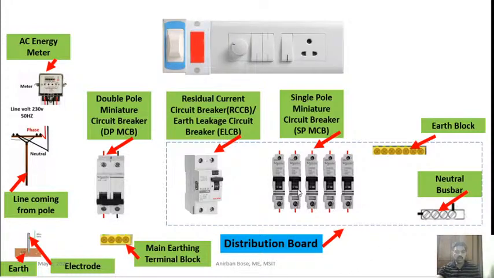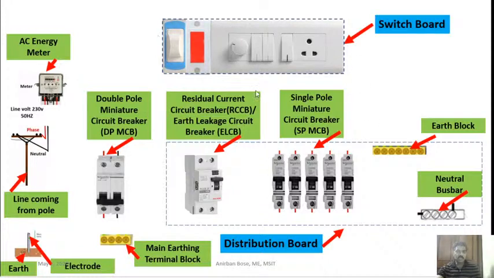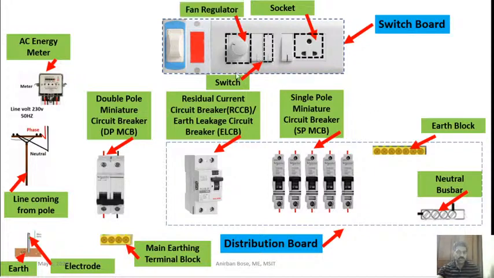Now coming to, suppose the current is to be distributed to a particular room. Suppose in that room, this is one of the switchboards, right? In that switchboard there are many components, and those are known to you. This is a 3-pin socket. You can see these are switches. This is the fan regulator. This is the indicator. And this one is the fuse.